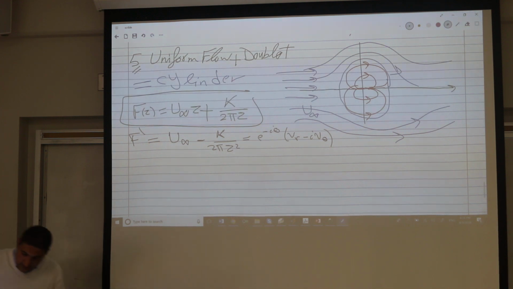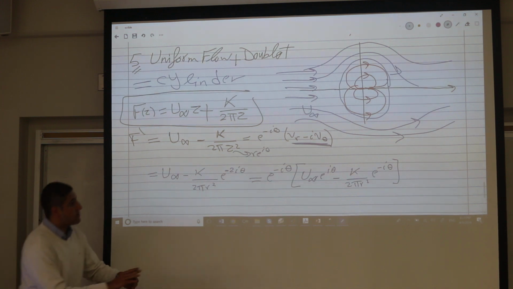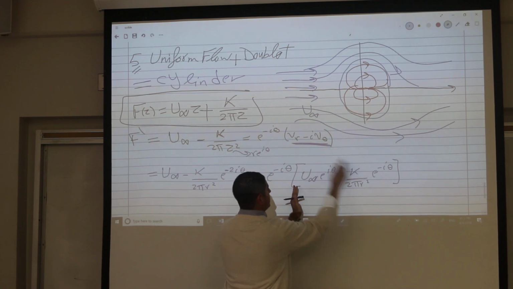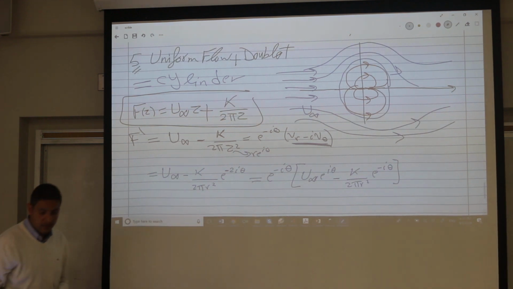So if I want the latter, these guys are e to the I theta z. So this is u infinity minus k over 2 pi r squared e to the negative 2 I theta. In order to extract these guys, I need e to the negative I theta as a common factor. So here I will have e to the I theta, and here I will have only one of these, because I took the other as a common factor. Okay? Now, the real part of this bracket is the radial component, and the imaginary part is the negative of the tangential component. Okay? If you have a question, please stop me.